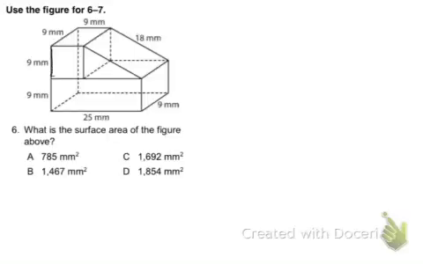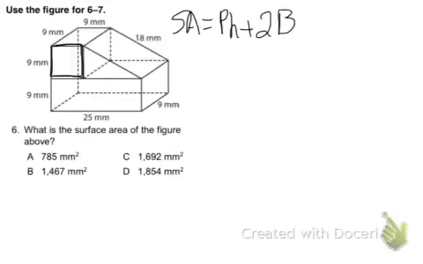So let's see. This is what we're talking about. We're going to do this one right here first. As always, we start with the formula. Surface area equals perimeter of the base times the height of the prism plus 2 times area of the base. Now, we substitute the perimeter: 9 down, 9 across, 9 up, and 9 back across. That is 36 millimeters.